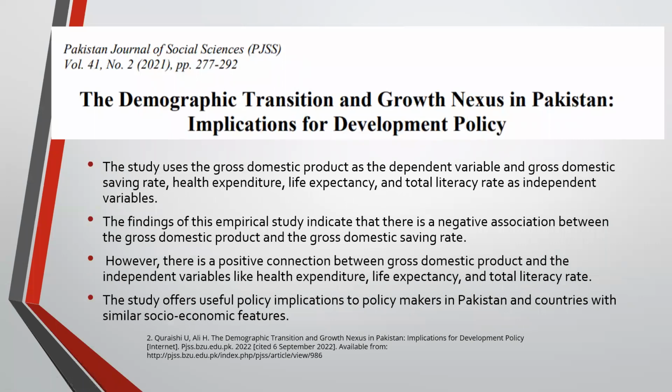And the last one is the demographic transition and growth nexus in Pakistan, implications for development policy. This study uses gross domestic product as a dependent variable, and gross domestic saving rate, health expenditure, life expectancy, and total literacy rate as independent variables. Findings showed positive connections between gross domestic product and health expenditure, life expectancy, and literacy, meaning if the gross domestic product increases, indirectly all these variables would increase with proper interventions. The study offers useful policy implications to policymakers in Pakistan and countries with similar socio-economic features.